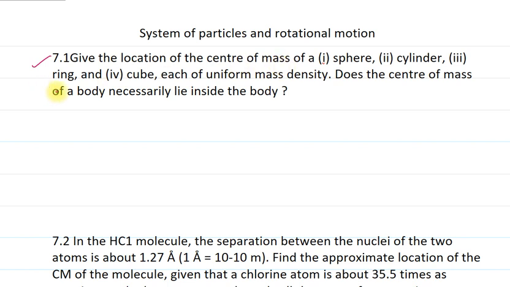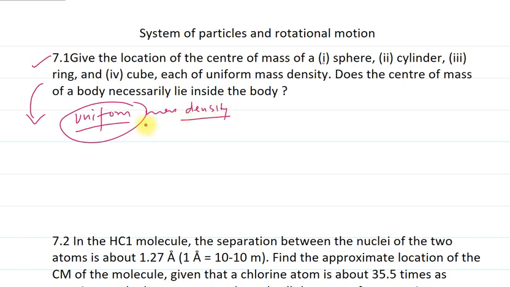So basically, in all the systems given here, the distribution of mass, like the density, is uniform, so all have uniform mass density. So if bodies have uniform mass density, then their center of mass lies at their geometrical center. Their center of mass lies at their geometrical center.